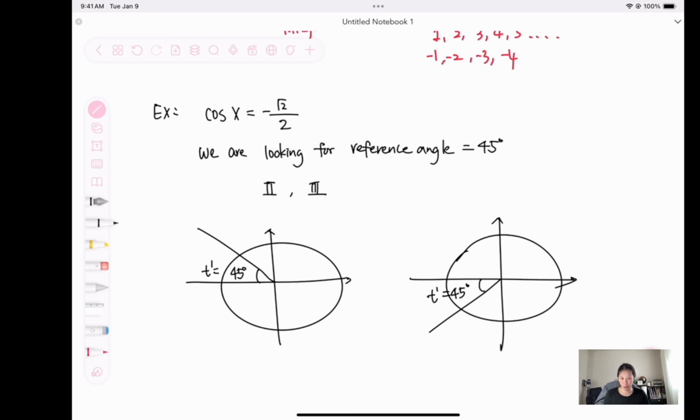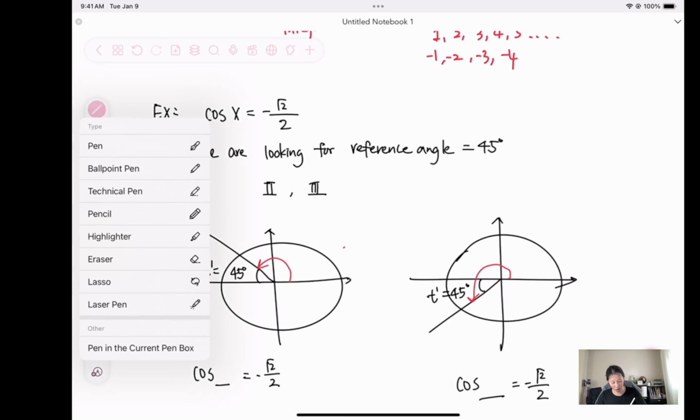And what would be these two angles? One is in the second quadrant, the other is in the third quadrant, so that our cosine, whatever the angle is, will equal negative square root of 2 over 2. Similar to here, whatever the angle is, it would be square root of 2 over 2. Now, what would be the angle? First one would be this guy. Second one would be this guy.